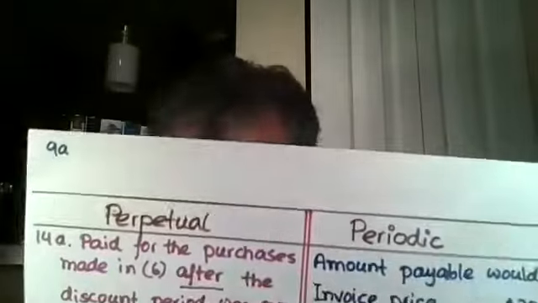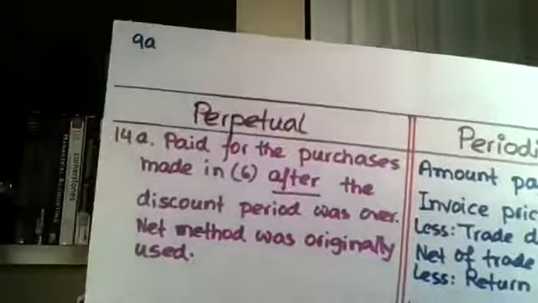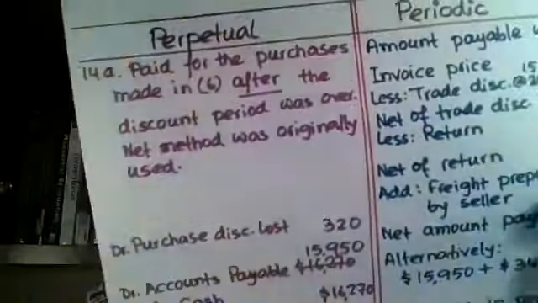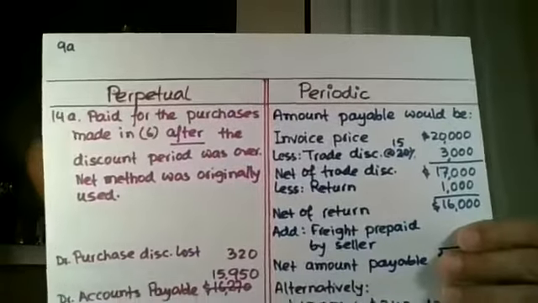make the payment here. Alternative: I've also said, paid the purchase made in 6 after the discount period was over. Now this is my appendix. I added it. The textbook doesn't go that far. I thought, okay, what if we do make the payment for the purchase? What if we pay too late to take advantage of the discount? So what if we pay after the discount window is closed? So take a read.